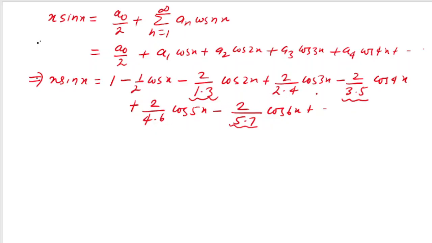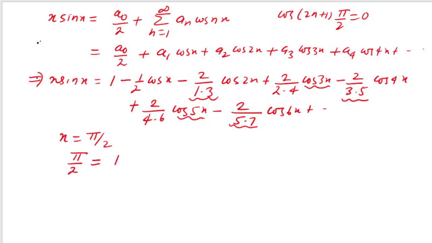So what possibly can be done? It is cos 3x, it is cos 5x, and we know that cos of odd multiples of pi by 2, that is (2n plus 1) into pi by 2, is equal to 0. So since we know this result, it makes sense that if I take x equal to pi by 2, what will I get here? I will get x sine x, so pi by 2 into sine pi by 2, that is 1. So I will just get pi by 2. And I will get 1 minus cos pi by 2, which is equal to 0. So this term will become 0.